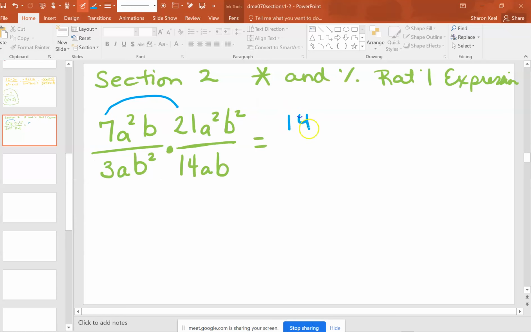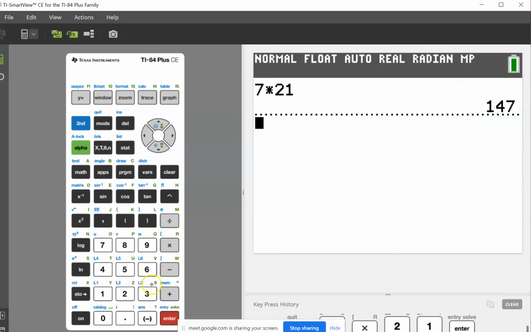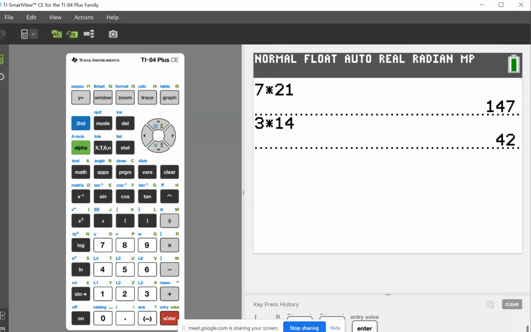So we got 147. I've got an A and I got a B. When we have the same base, what do we do with the exponents? We add them. 2 plus 2 is 4. For the B, we have a 1 and a 2. That gives us 3. On the bottom, we're going to multiply 3 times 14. That gives us 42.